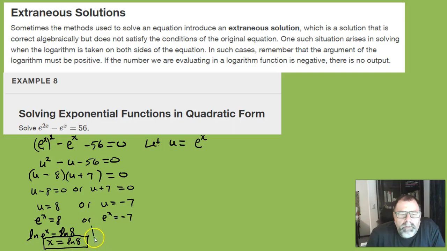Now on this one, if I do ln of both sides, so I get x equals ln of negative 7, which is not right. That's undefined. That doesn't give me a number, so that's extraneous. We throw it out. So x equals ln of 8.